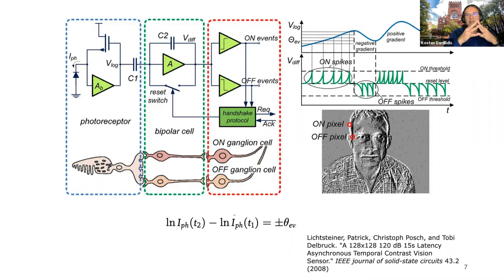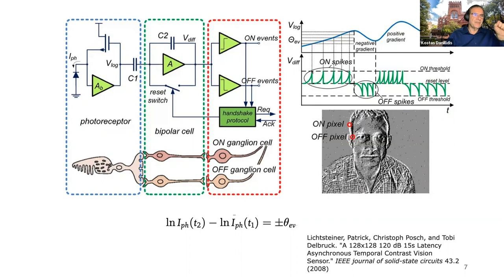And what Tobi Delbruck built more than 10 years ago was really an imitation of what happens in the three layers of photoreceptor, bipolar, and ganglion cells, where in the photoreceptor the photons are aggregated and you take the logarithm of the resulting intensity. And here, you compute the difference, and as soon as this difference, which you can see as a height here, of the logarithm of the intensity exceeds a threshold, like the distance between these two dashed lines here, this triggers an event, and immediately this cell is reset.